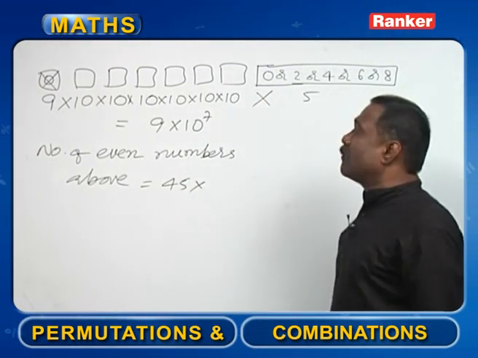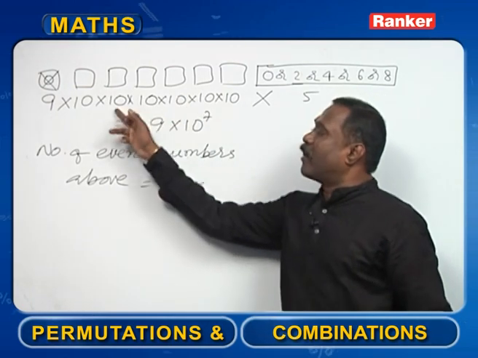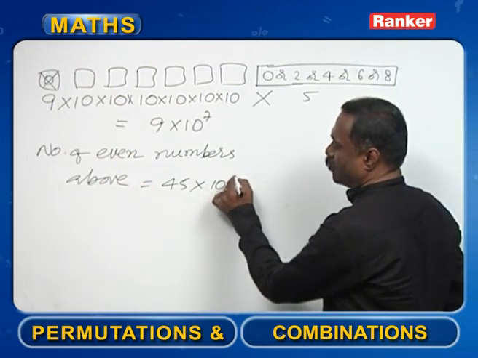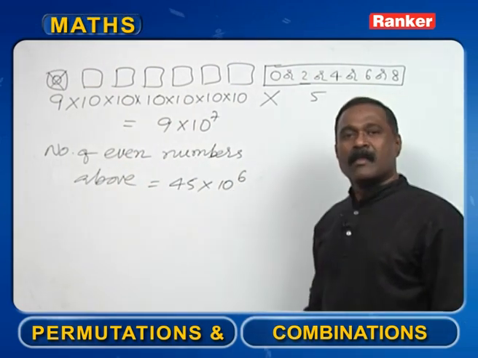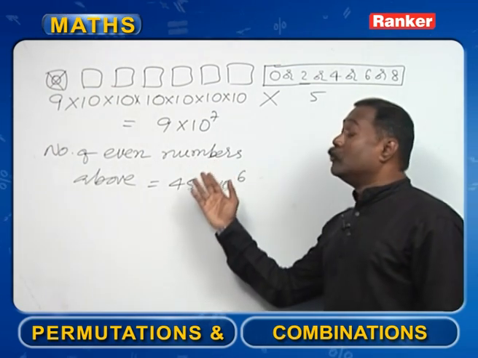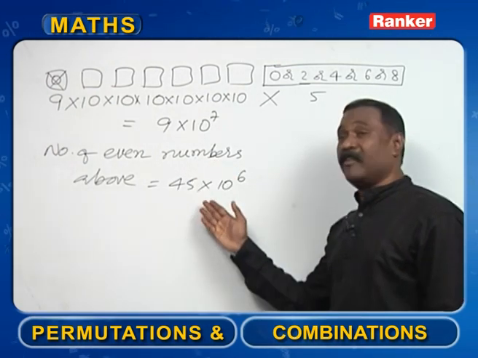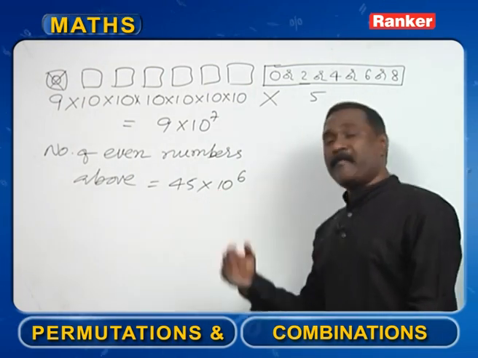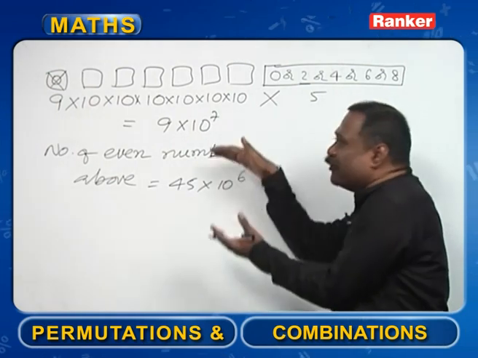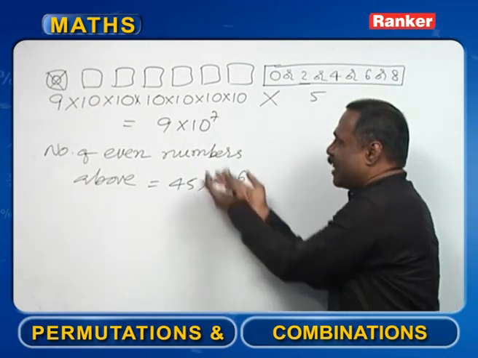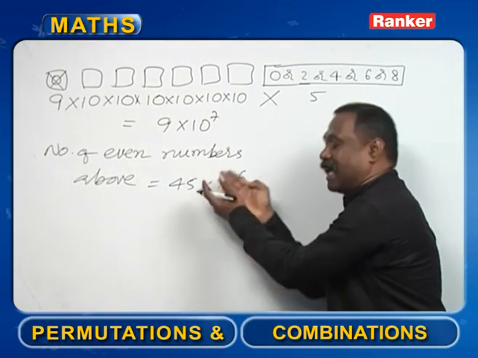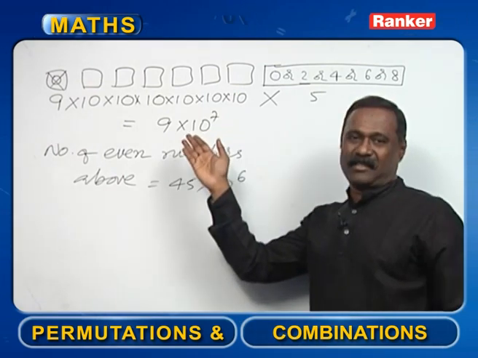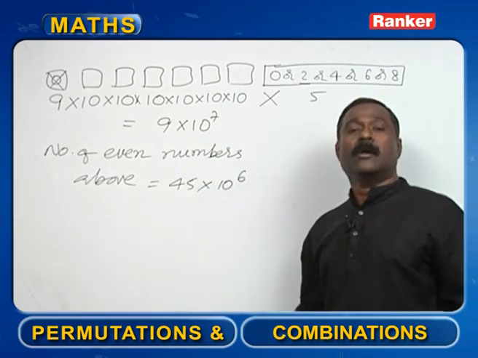And how many tens are remaining now? 1, 2, 3, 4, 5, 6 tens are remaining. So 45 into 10 power 6. Understand? So the number of even numbers in this case is 45 into 10 power 6. Similarly, the number of odd numbers is also the same. It will be equal. If you add 45 into 10 power 6 and again 45 into 10 power 6, you will get the total. So half of them are even, half of them are odd.